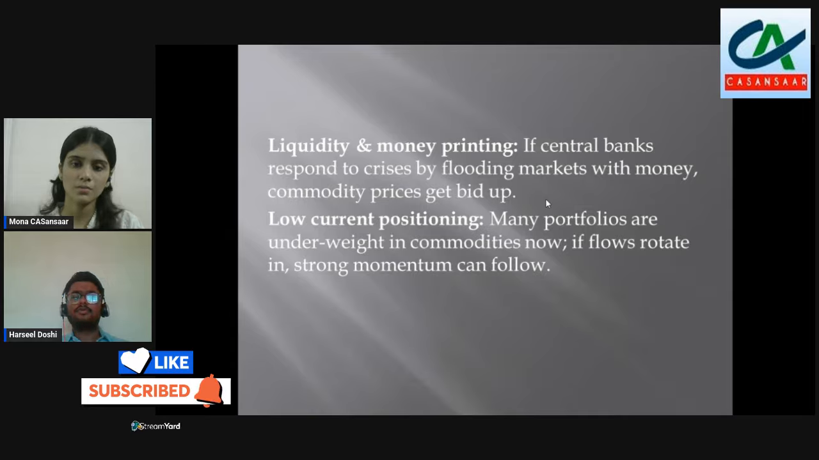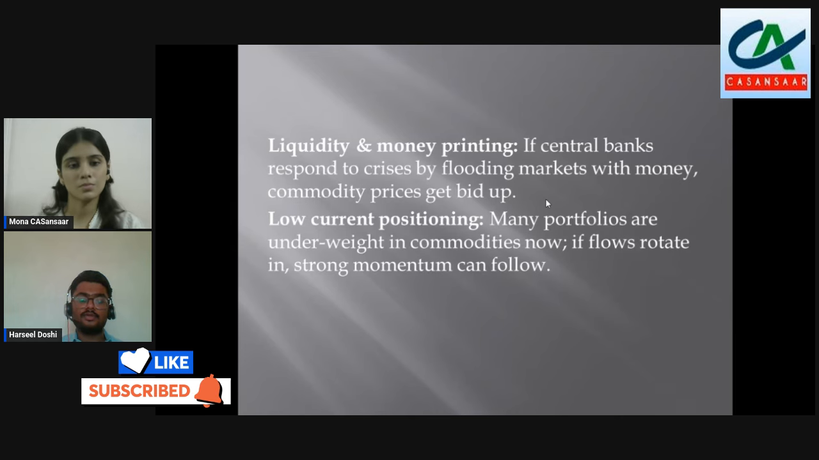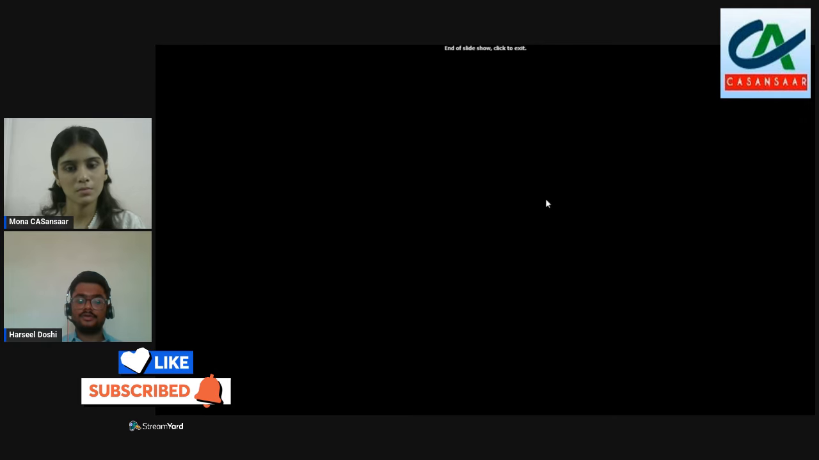Many big financial institutions have started recommending that investors should have some part of their holdings in commodities also. Morgan Stanley recently said that every individual's portfolio should have 20% in commodities, like a mixture of gold and a mixture of silver.